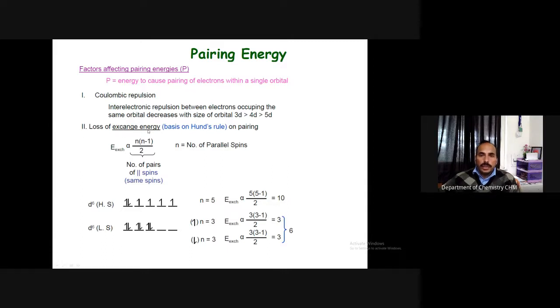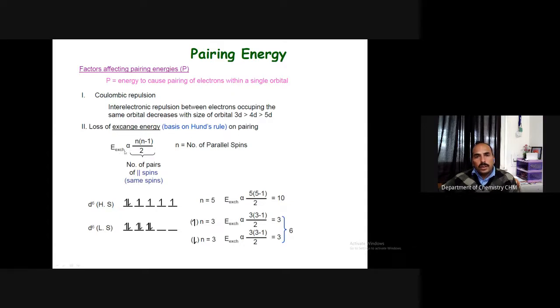Second is the loss of exchange energy. What is this exchange energy? It is basically the energy when there are degenerate orbitals and there are particles, like in this case the electrons. If the particles have more room to go around, that system will be more stable. So, loss of exchange energy based on Hund's rule of pairing.